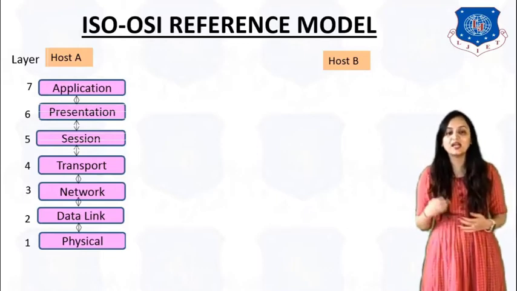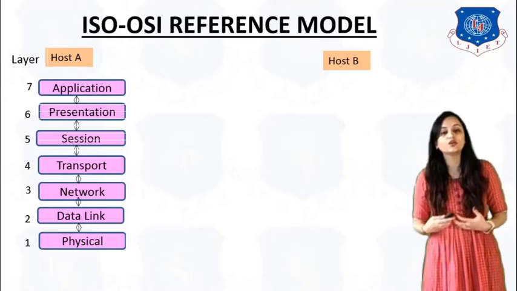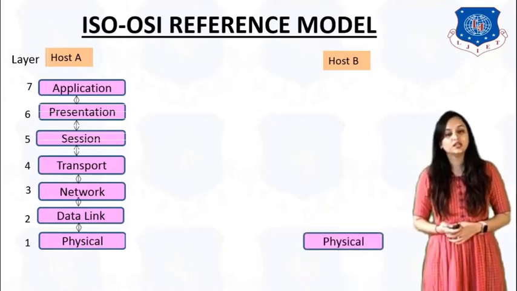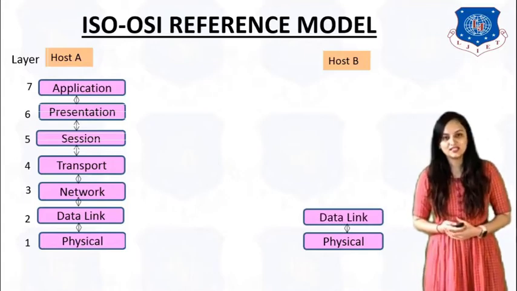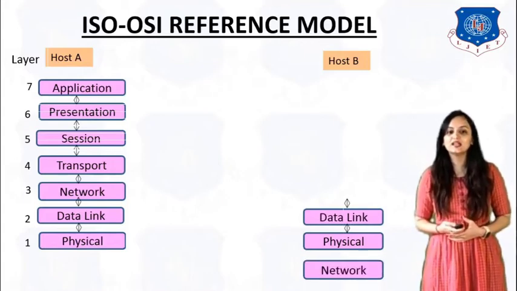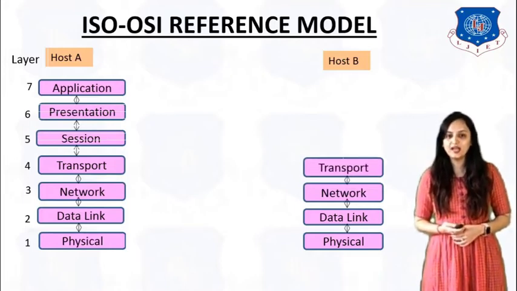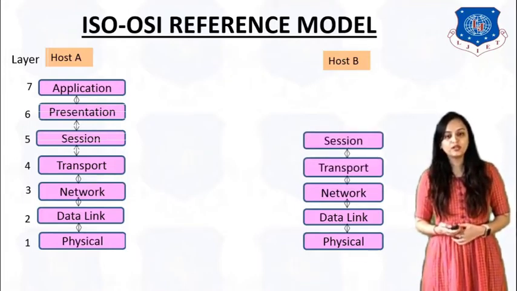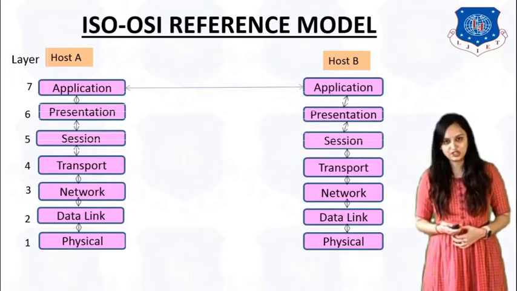Similarly, at the host B side, there are again 7 layers. Let us consider host B, or you can say the receiver side. Here the first layer is the physical layer. Similarly, the second layer is the data link layer. Then the next layer is the network layer. Above that is the transport layer. Above the transport layer there is the session layer. Then the next is the presentation layer, and the last layer is the application layer.